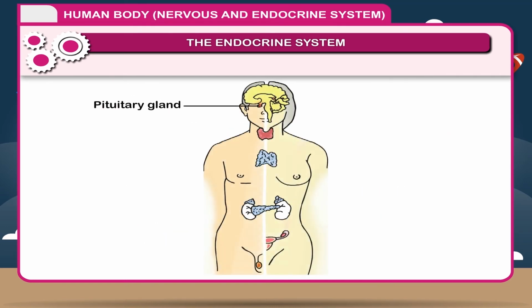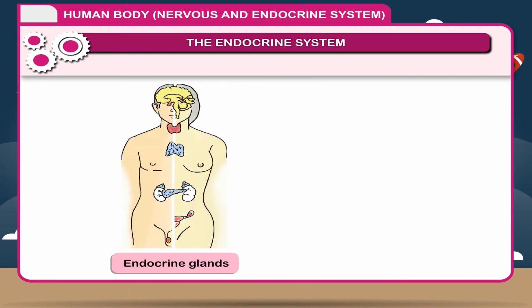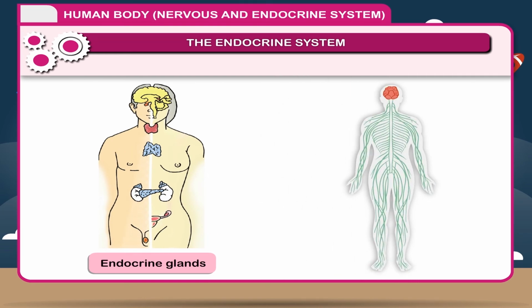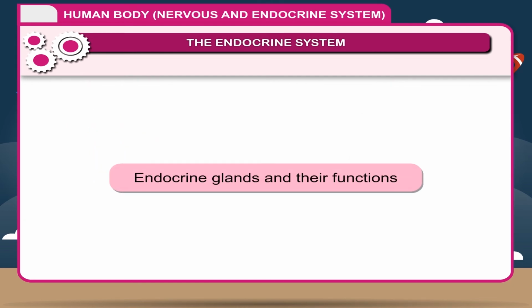The pituitary gland is also known as master gland. The hormones secreted by this gland control the functioning of almost all other endocrine glands. The quantity of secretions should be appropriate. Its more or less quantity shows adverse effect on the body. The hormones secreted by the glands and their functions are mentioned: endocrine glands and their functions.